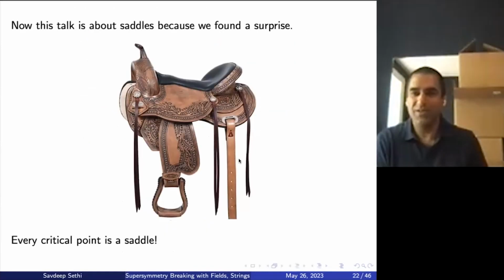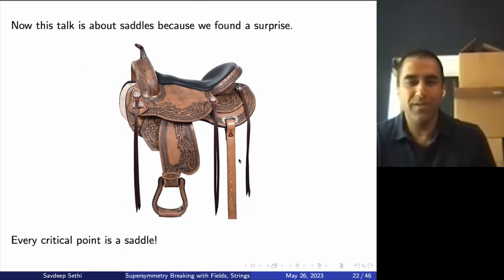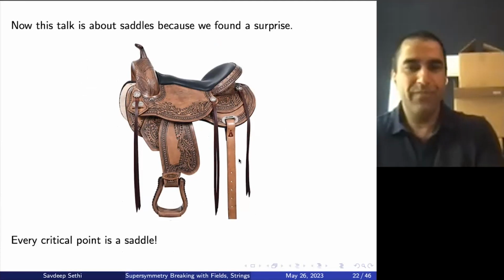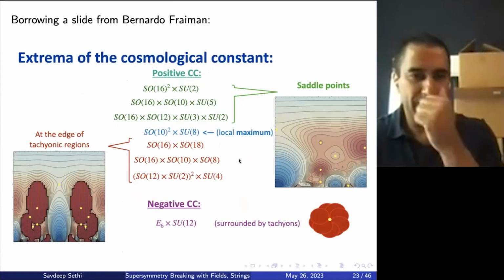Now, the talk has a title, Saddles, because we found something that was kind of surprising. Every one of these critical points turns out to be a saddle point of the potential. Not one of them is actually a minimum. And this is kind of strange. At least I didn't expect it. And this is different from what people had thought in the past.